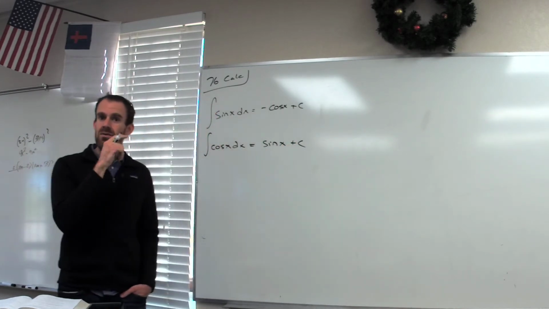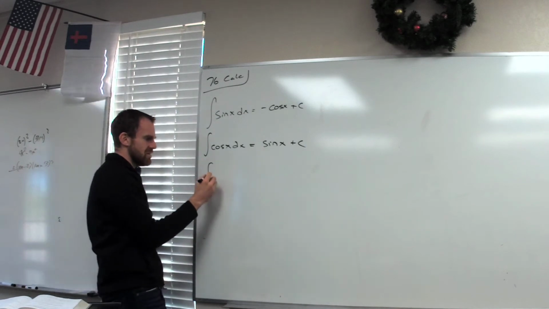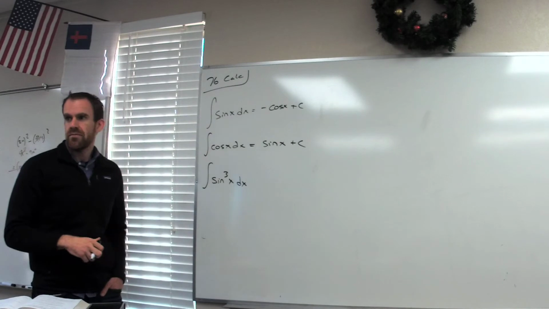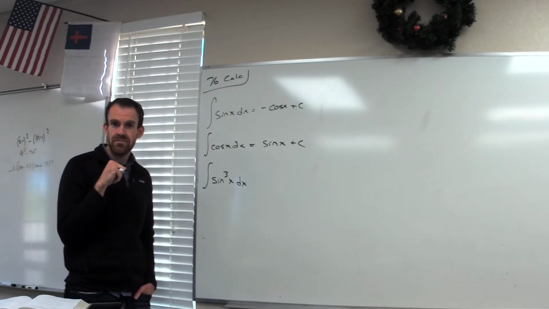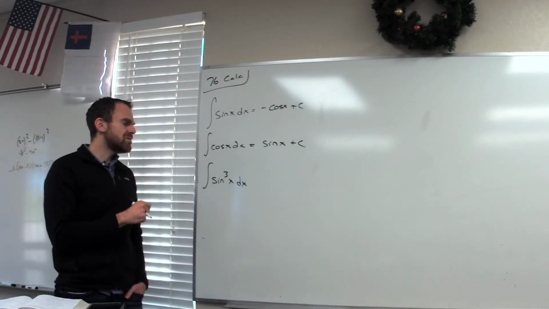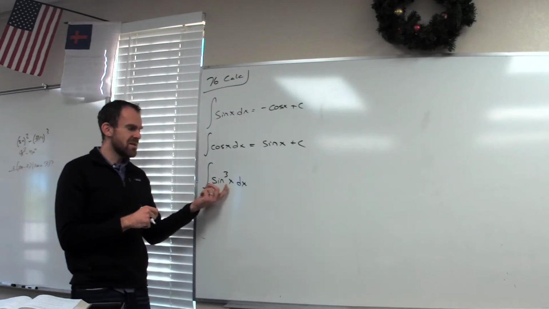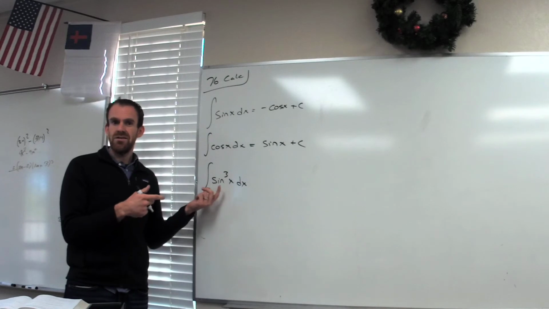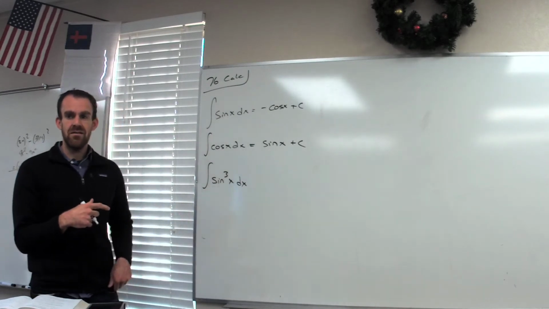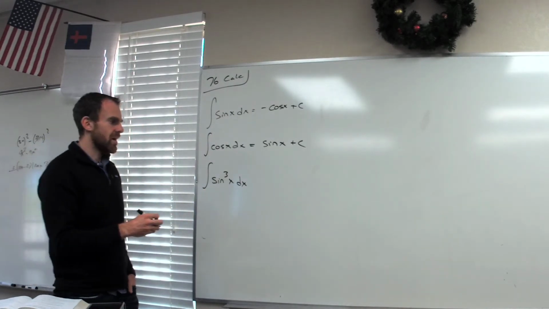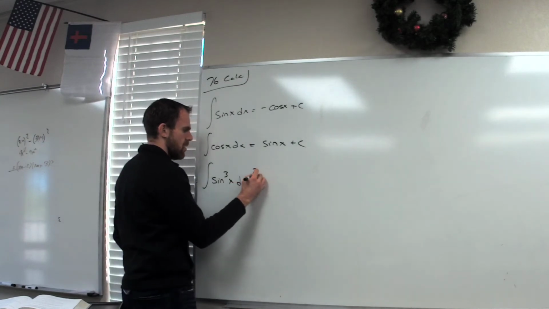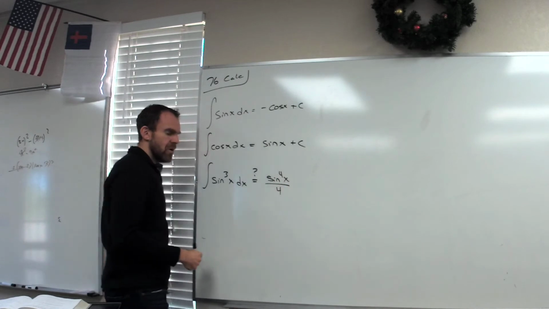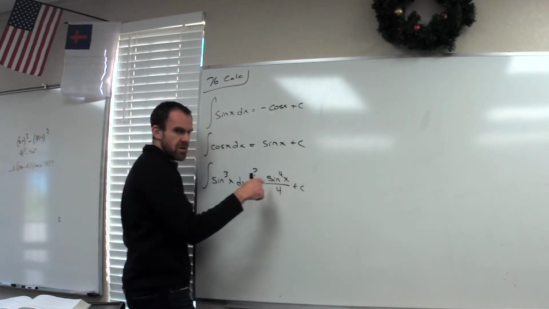Okay, awesome. So now we are going to integrate sine cubed of x. How do we do that? There's a trick. We're going to use u substitution. The problem is that if I just integrated u cubed, I would need the derivative of sine inside. My guess is sine to the fourth over 4. But this is wrong.